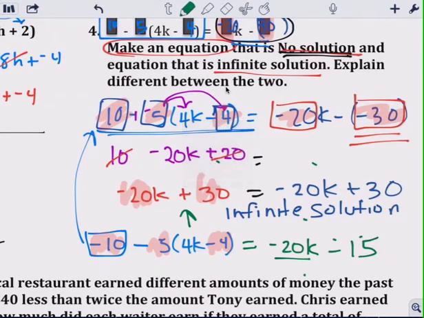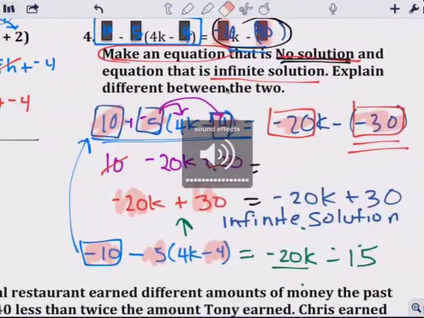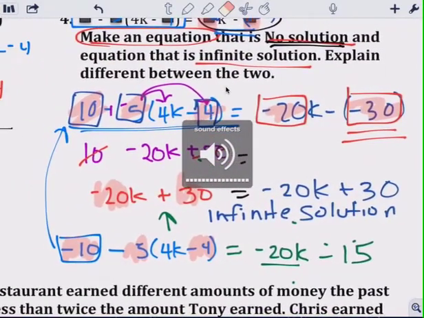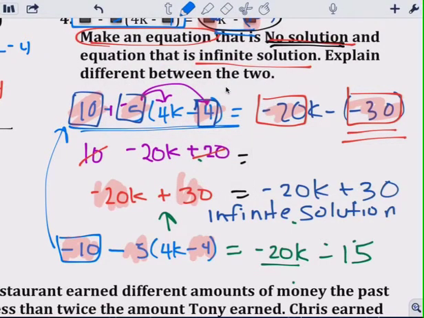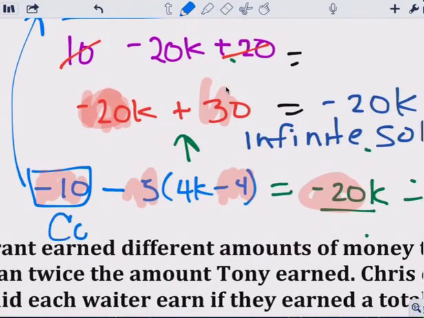Why does it show up? Okay, so you need to explain that. Explain the difference. I think I wrote it too large between the two. The only difference between the two is that the coefficients need to be the same for infinitely many and no solution. The only thing that is different is the constant.